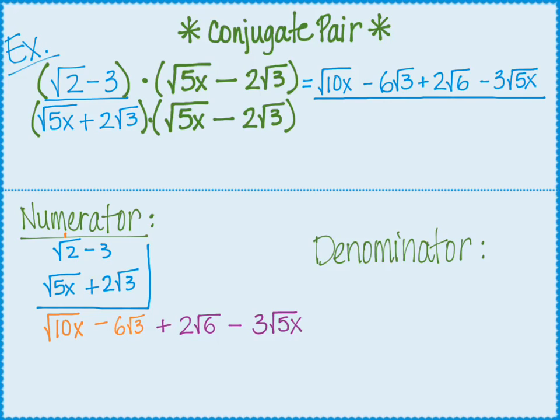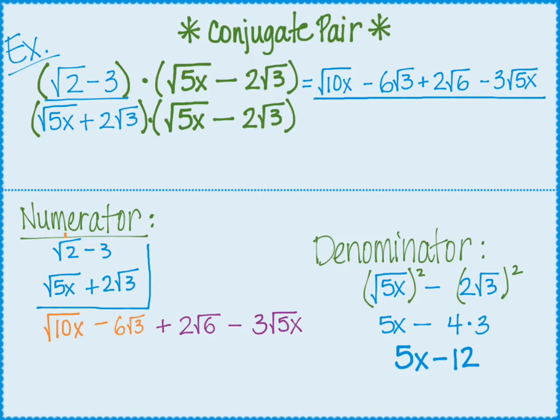Now, I still have the denominator to take care of, but it is a conjugate pair, and remember, it's the first term squared minus the last term squared. So it's the square root of 5x squared minus 2 root 3 squared. Well, the square root of 5x squared is just 5x. But the 2 root 3 squared would be 2 squared times root 3 squared, so I get 4 times 3. So I got 5x minus 12. But that goes up above as the denominator.